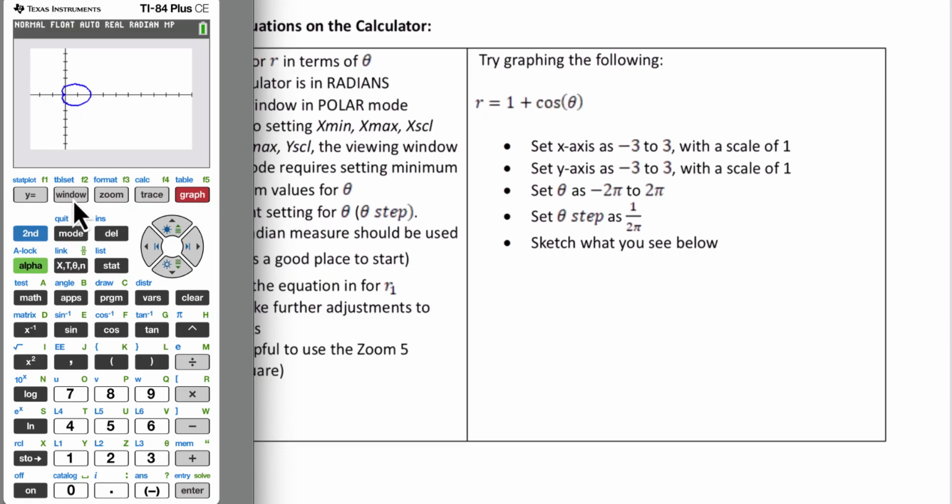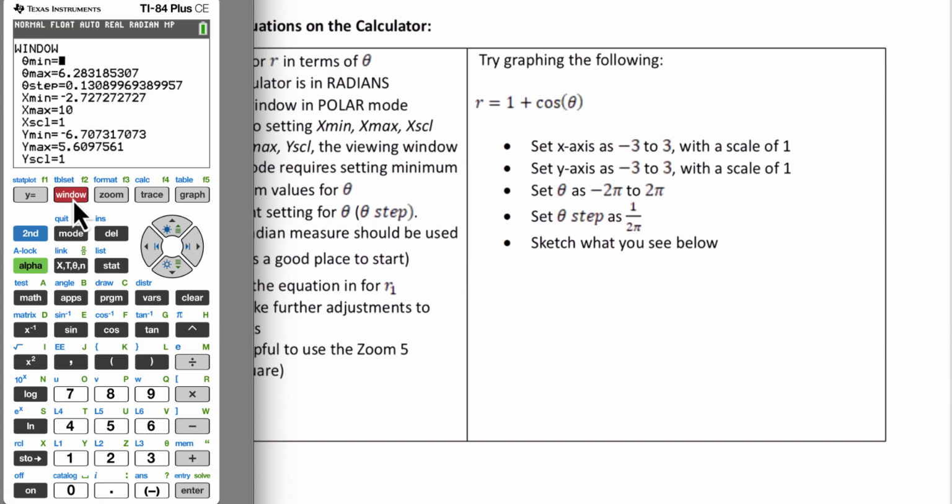So let's go to the window and change some settings. Notice it says theta is first. So down here we have the theta. We want theta to be from negative 2 pi to 2 pi. So theta min is negative 2 pi. Theta max will be positive 2 pi. The theta step we're going to set as 1 divided by 2 pi.